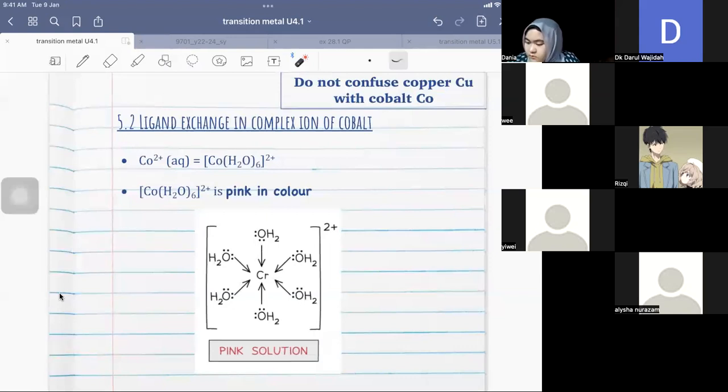Cobalt 2+ actually means there are 6 water molecules around it. Okay, so cobalt 2+ originally is pink in color. Copper 2+ is blue in color. It is a pink solution. Same thing, the coordination number is 6, nothing different, okay? I hope you know how to work out the overall charge of the complex as well. Because water molecule is neutral, zero charge, the overall charge of the complex ion is the same as the oxidation state or the charge of the cobalt ion, which is 2+.